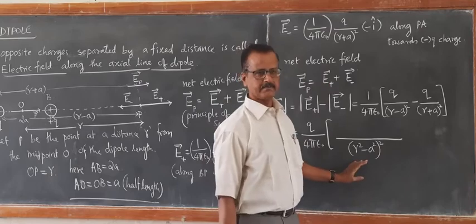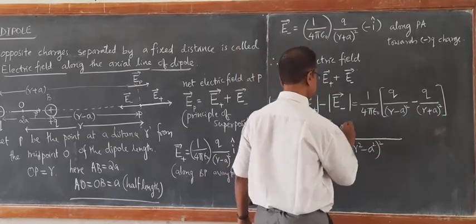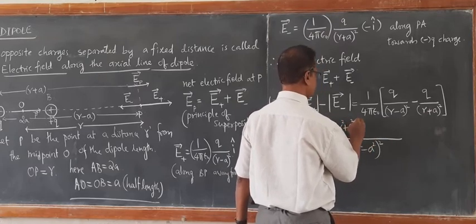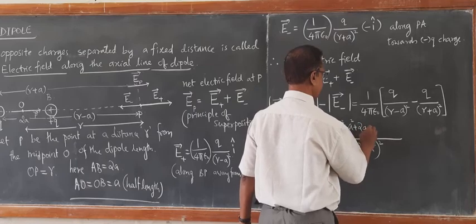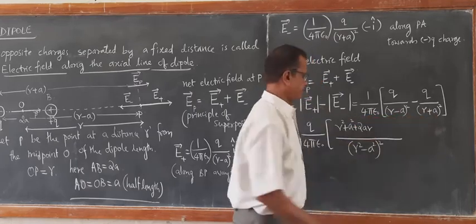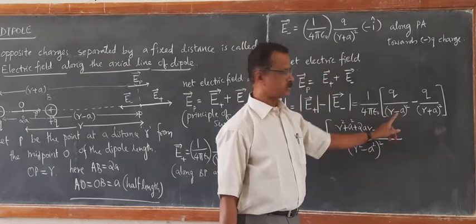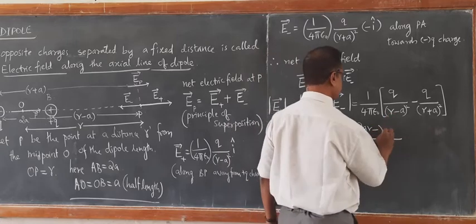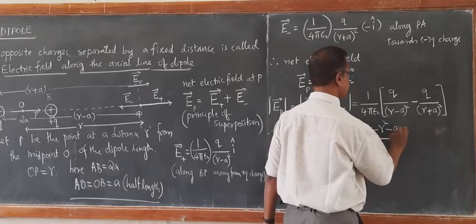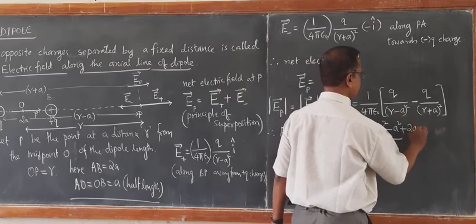So this becomes the LCM. So r plus a whole square can be written as r square plus a square plus 2ar, r square plus a square plus 2ar, minus r minus a whole square. So since the minus sign is there, directly I am writing minus r square, plus of minus becomes minus a square, minus of minus plus 2ar.